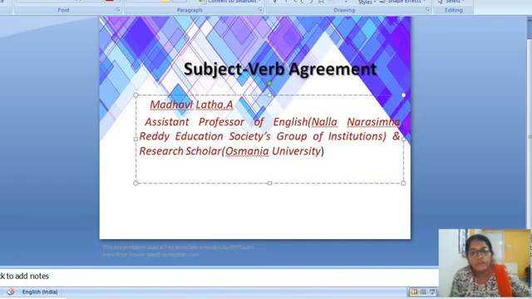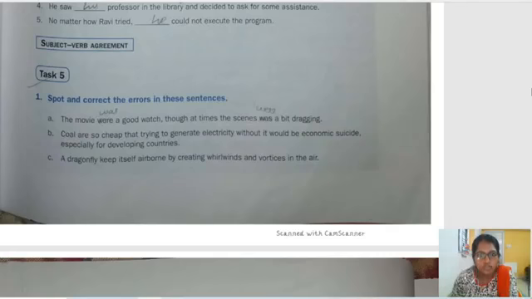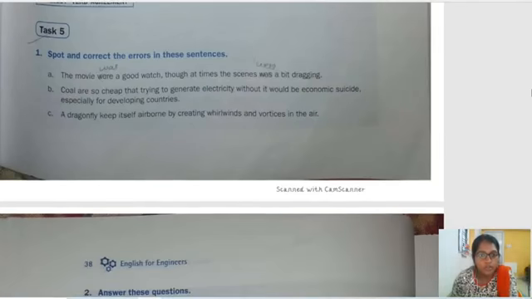at Osmania University. So, what do you mean by subject-verb agreement first of all? In a sentence, you people have an idea of subject. I brought you some sentences. Suppose there are errors in the sentences, but before that let's know what a subject is so that you can easily understand what is meant by subject-verb agreement. Now if I say the movie were a good watch, it's not were, it was a good watch.